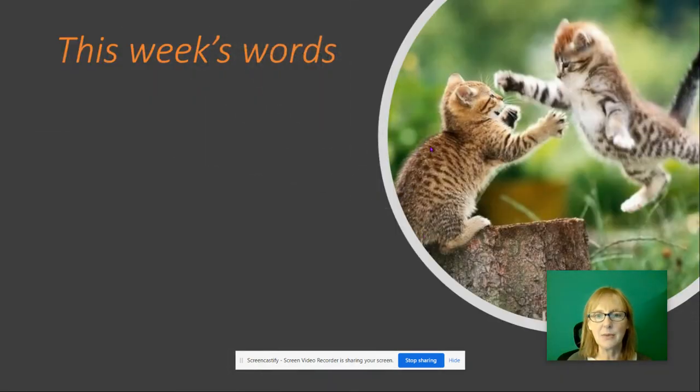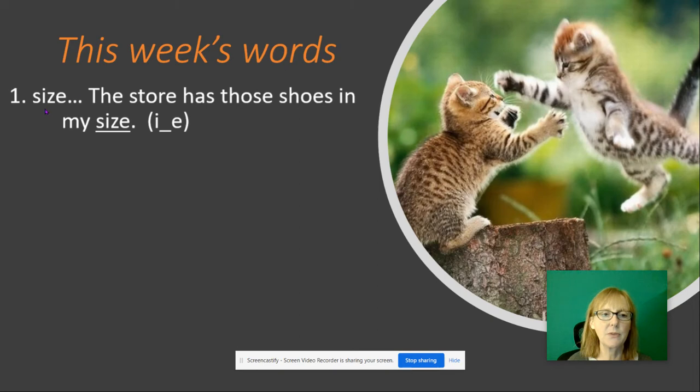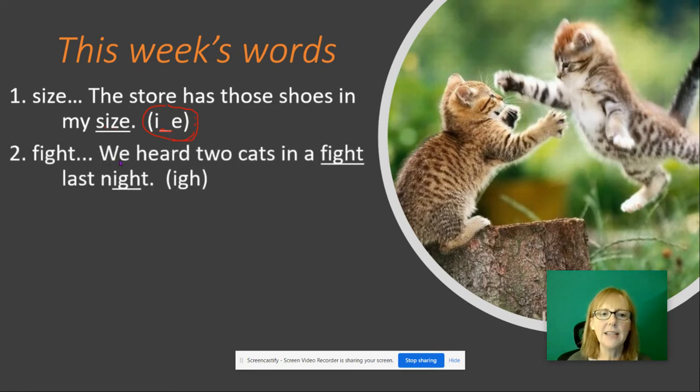Okay, here are this week's words. The first one is size. The store has those shoes in my size. Here's our long I, consonant Z, and silent E. And it looks a bit like this when we are trying to show what it looks like. So we have the long I, we have this underline for whatever consonant we want to put there, and then the silent E. Fight. We heard two cats in a fight last night.